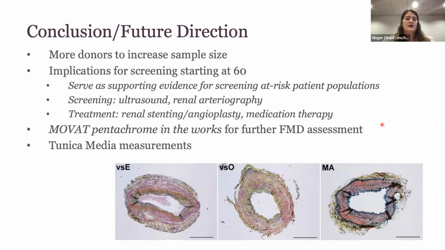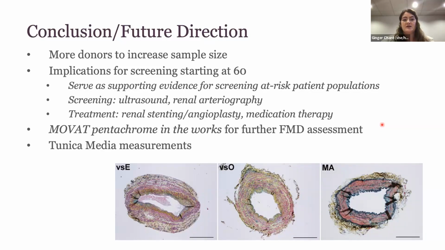Future directions, we hope that others can take this and increase the sample size, as that was one of our limitations. And then we hope that this could also serve as supporting evidence for screening at-risk patient populations. For example, you have a 60-year-old individual who smokes and has high blood pressure. They could meet criteria to be screened for renal artery stenosis.